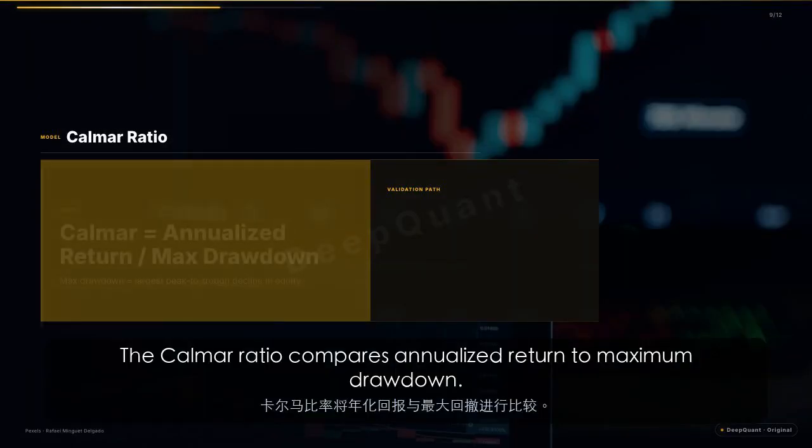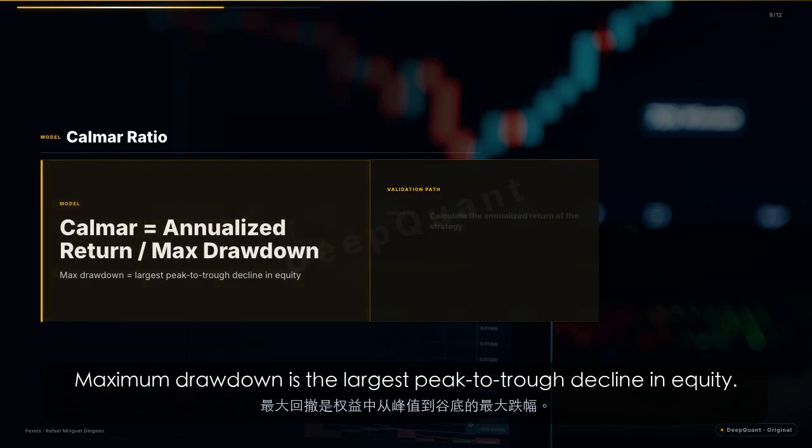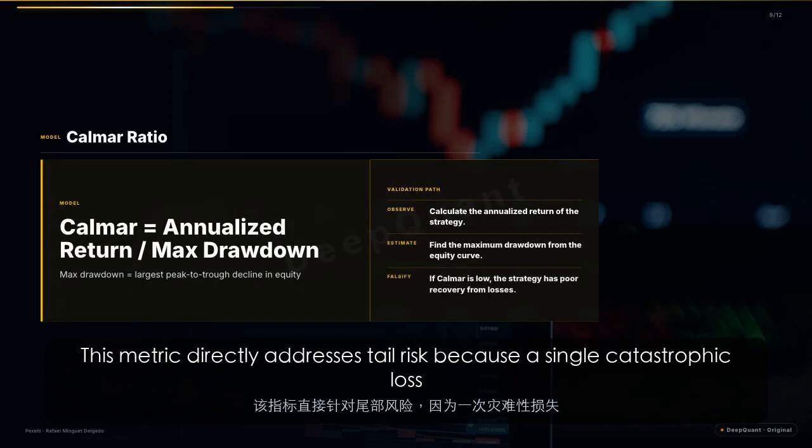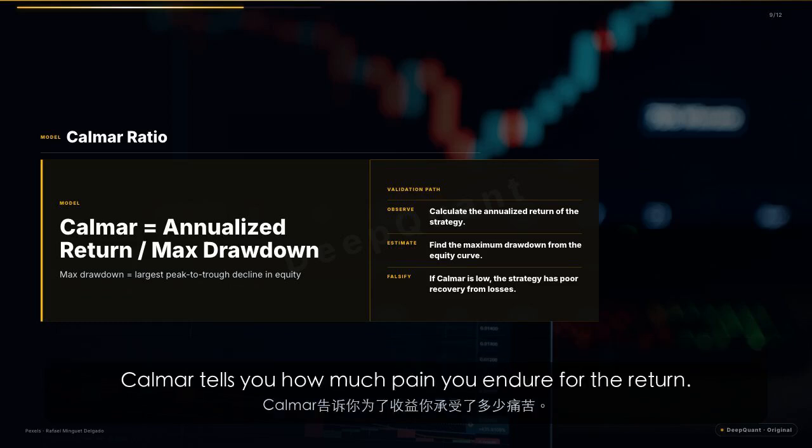The Calmar ratio compares annualized return to maximum drawdown. Maximum drawdown is the largest peak-to-trough decline in equity. This metric directly addresses tail risk because a single catastrophic loss can wipe out years of gains. Calmar tells you how much pain you endure for the return.